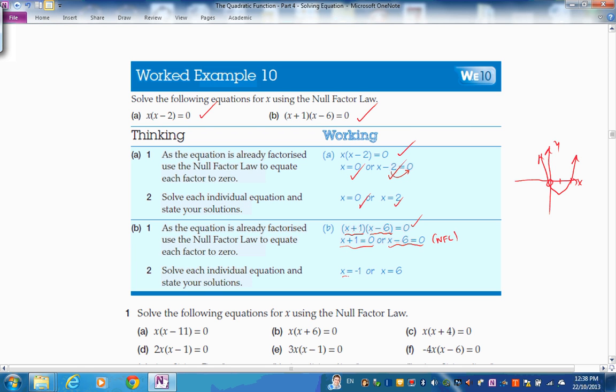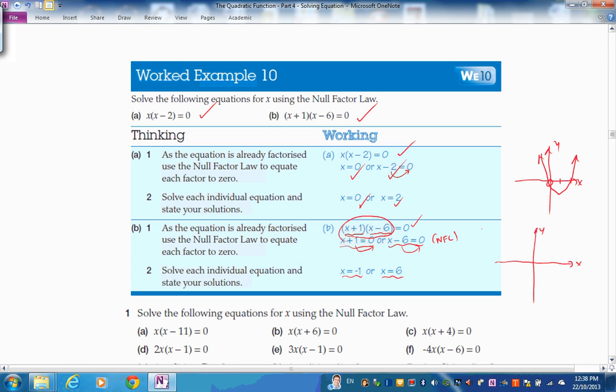So x is neg 1. Subtract 1 from both sides to get x back again. Add 6 to both sides to get x back again. X is 6. And again, if you looked at that original function that factorised to that, let's do it.